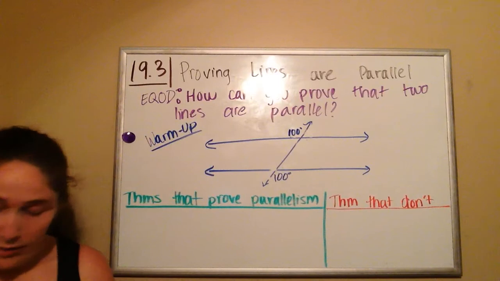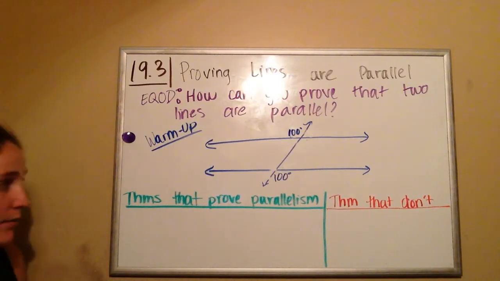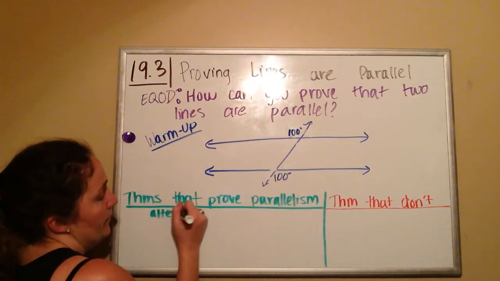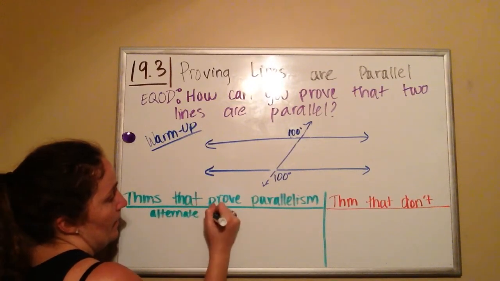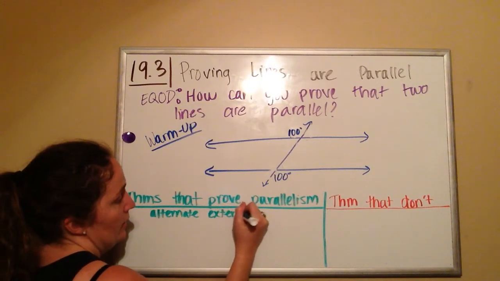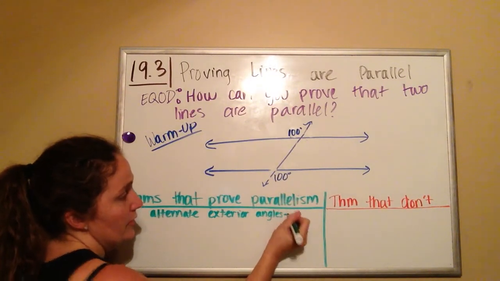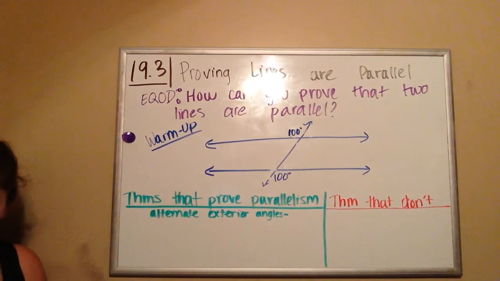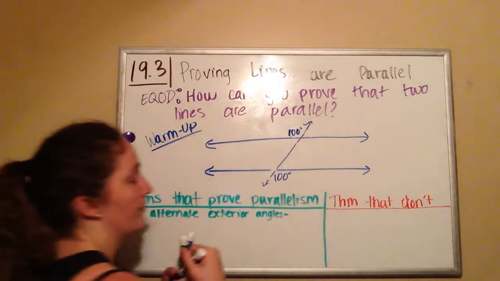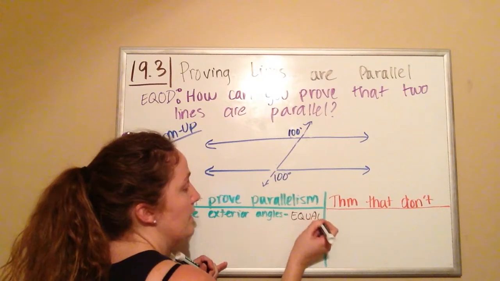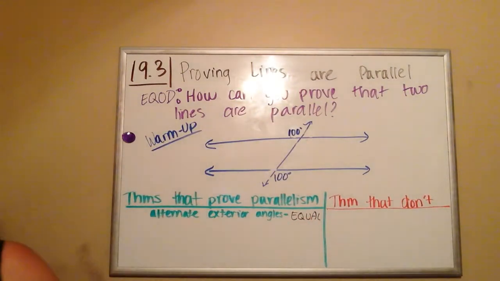So, a theorem that could be used to prove parallelism is alternate exterior angles. And remember that those need to be equal. Alright, there's one theorem that would work. Let's try a different one.